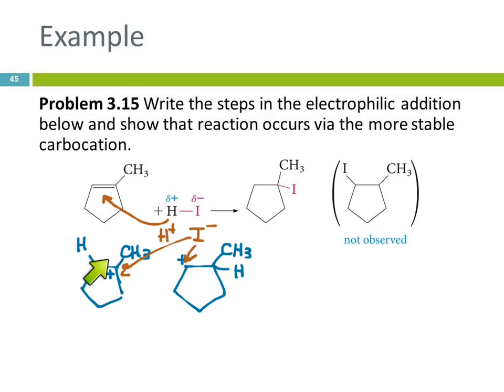This one's more stable, and so this is the one that we're going to have happen. This is what we will observe, and we see that the iodine goes to that carbon, the one with the methyl group on it. We do not see this product forming, and the reason is because the carbocation is not very stable. The more stable carbocation will be formed. Any questions?